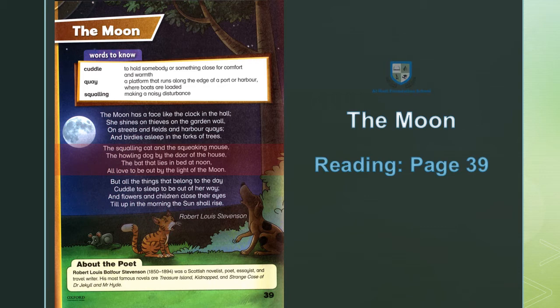The squealing cat and the squeaking mouse, the howling dog by the door of the house, the bat that lies in bed at noon, all love to be out by the light of the moon.